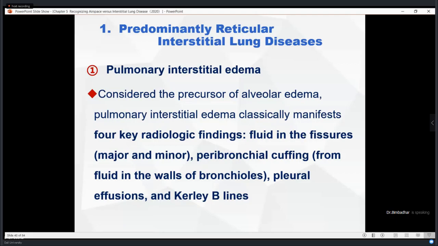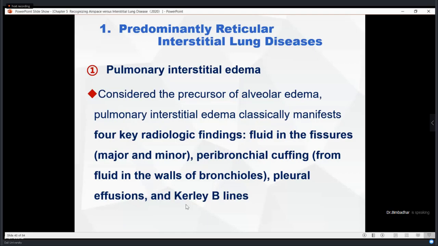Then there will be peribronchial cuffing. Okay, I will tell you what exactly this peribronchial cuffing is. First, remember the term. It is called peribronchial cuffing. It comes from the fluid in the walls of the bronchioles, and then there will be pleural effusions and there will be curly lines, right? Okay.